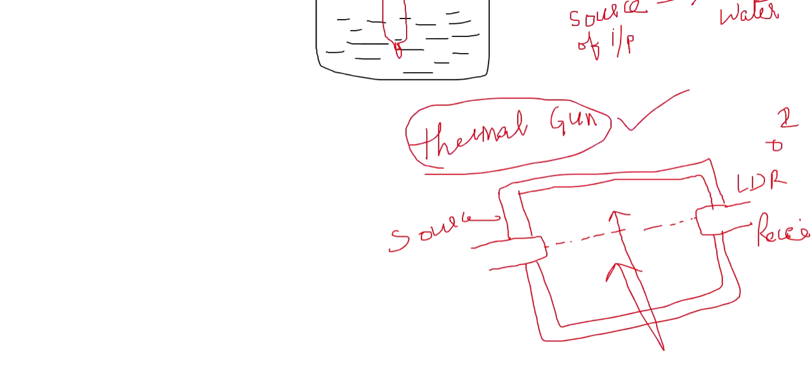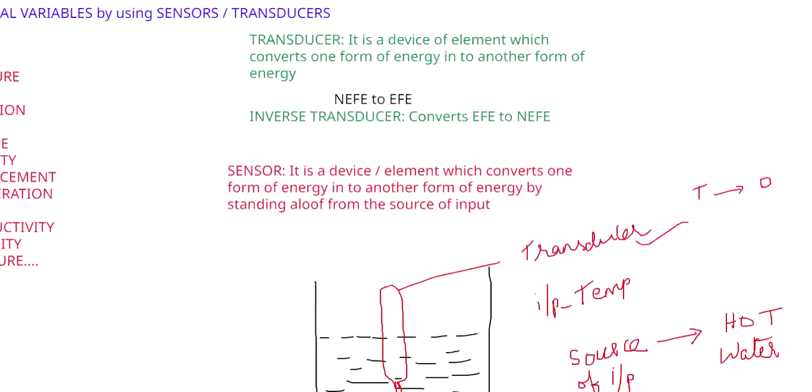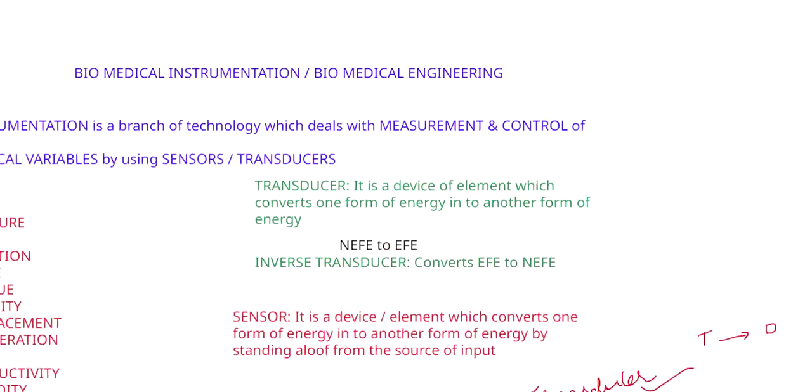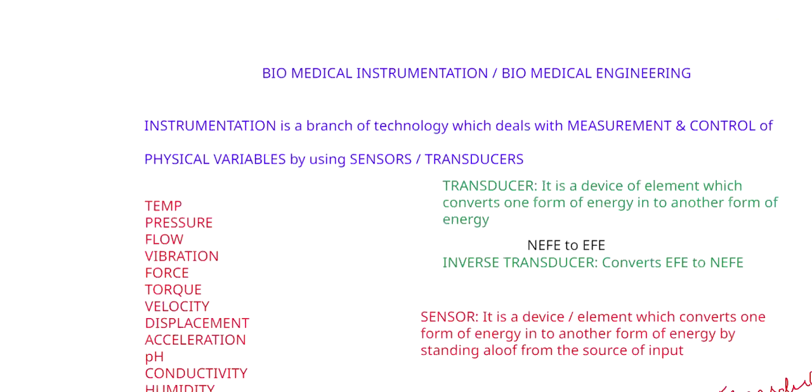Sensors measure parameters by not making contact with the source of input. Transducers must be made in contact with the source of input to get output. Okay, so there's a distinction between sensor and transducer.